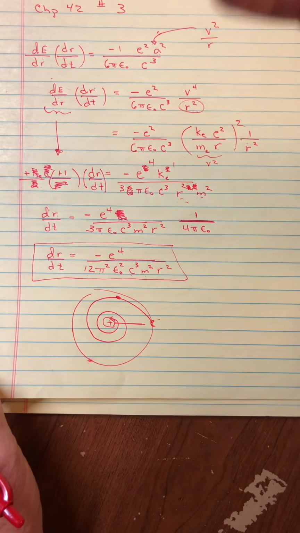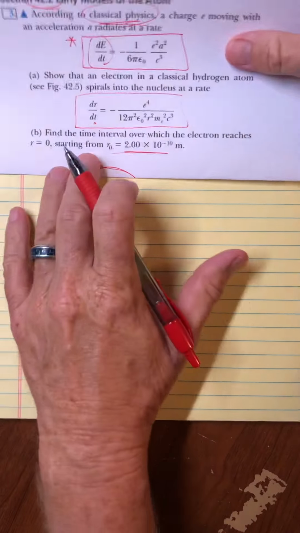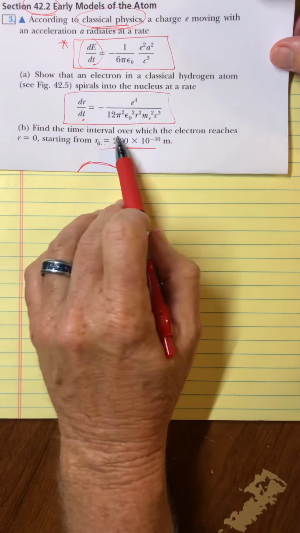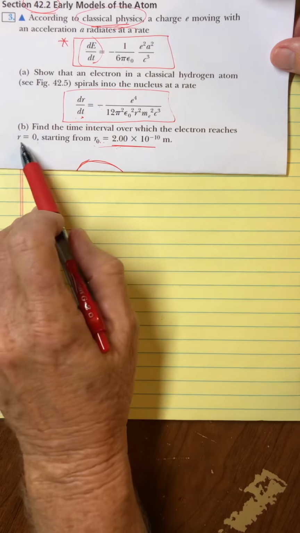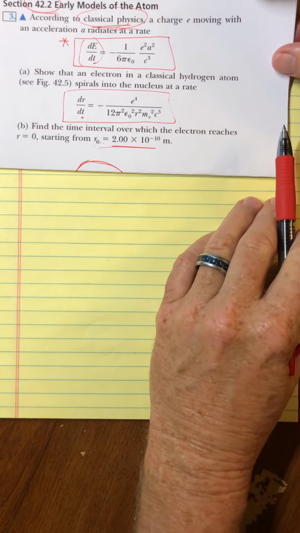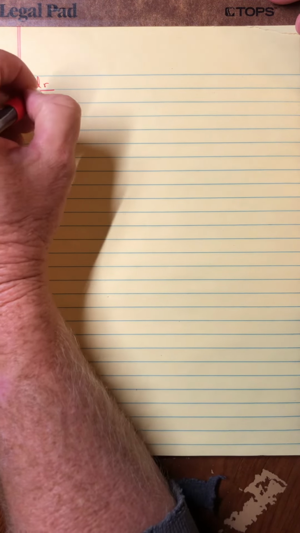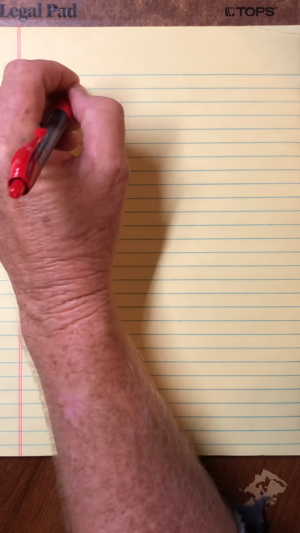It's just taken so long. But as you'll see, it's really not that long of a time frame. Because in part B here, it says then, find the time interval for which the electron reaches R equals 0 when it starts at 2 angstroms. And as I said earlier, you'll see this is not a very long period of time. So I'm going to rewrite this for part B as dr dt equals negative.